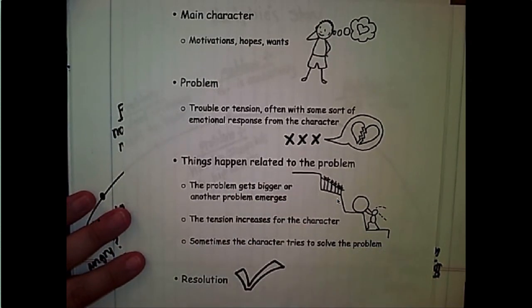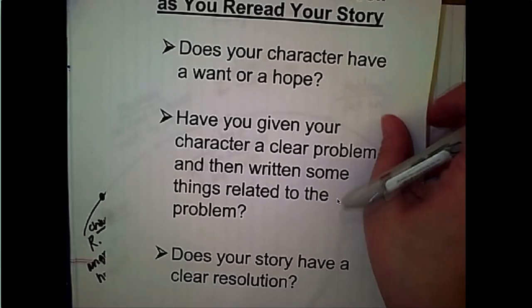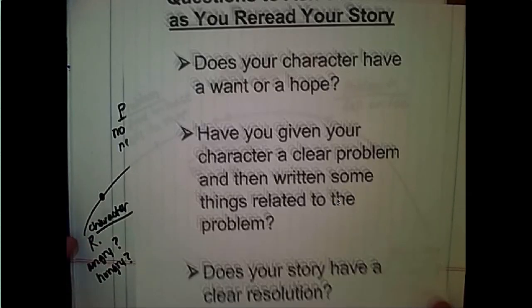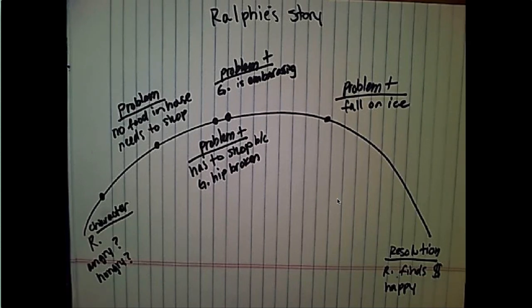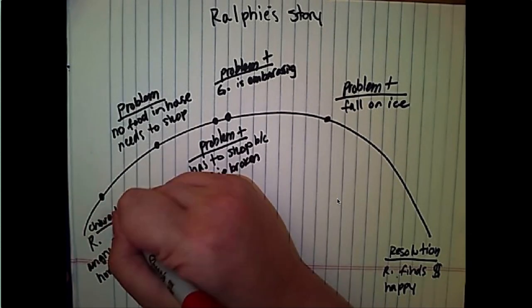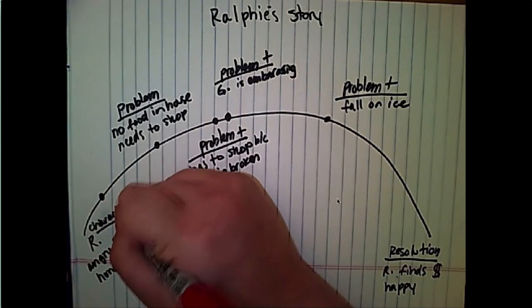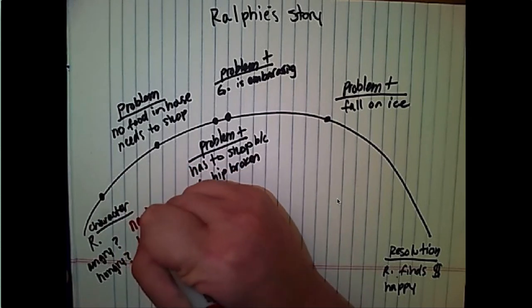So that's good. But now I need to ask myself, now that I've reread it, does my character have a want or a hope? Well, we meet the character, but I'm not quite sure if he has a want or a hope. So maybe over here, and I'm going to do this in another color, this could be my revision that I need to make. So need, want, or a hope.